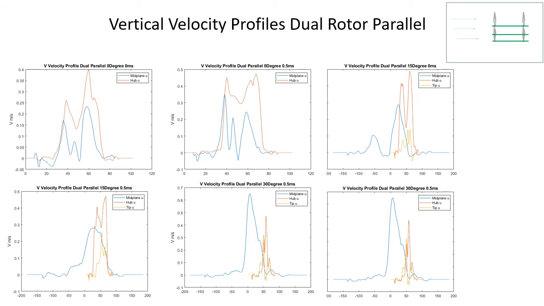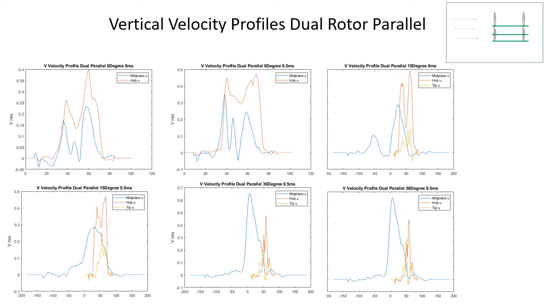Then, taking that velocity data, I plotted the vertical velocity profile for each of the test cases against the x distance moving down the test section, and plotted each test case for each of the laser planes, so you can see how the inflow velocities change as you move along the rotor system.